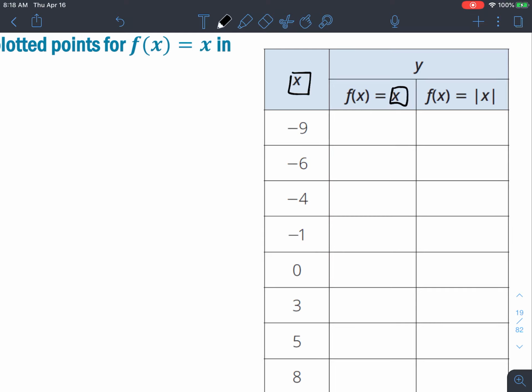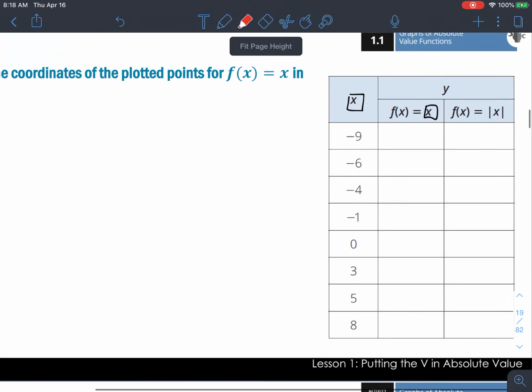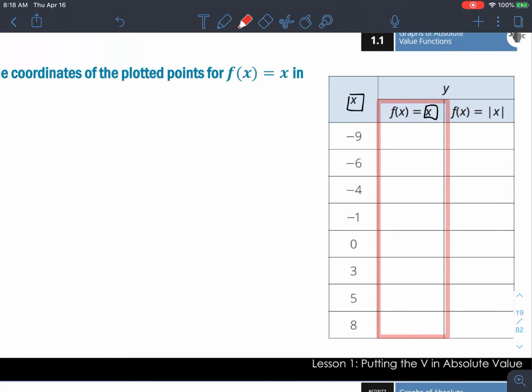So for this column that I'm going to box in red, it's pretty simple. You just rewrite what was in the box next to it. So -9, -6, -4, -1, 0, 3, 5, and 8. Pretty simple, because it's not changing, since it's just saying put in the value for x where it says x. Now the next chart next to it is asking us to do the same thing, but now instead of just having the number for x, you're putting in an absolute value.